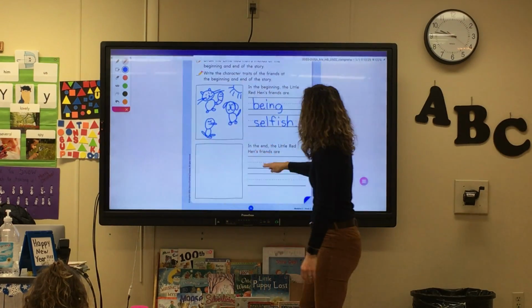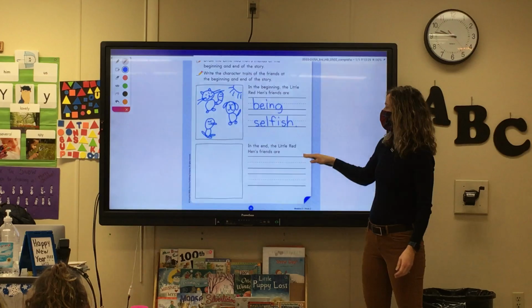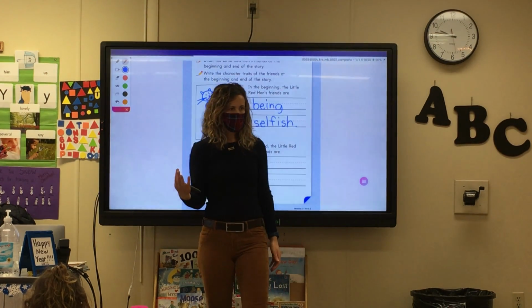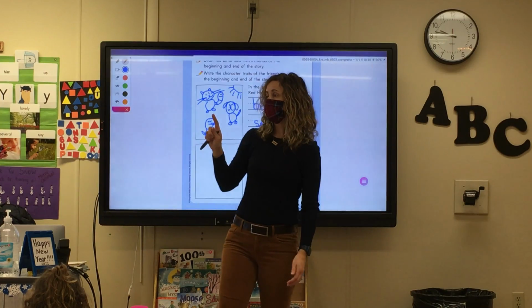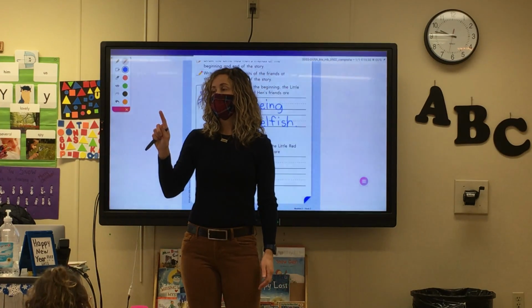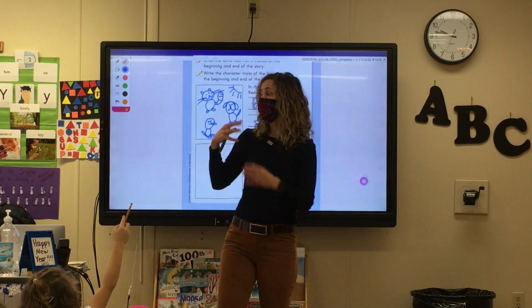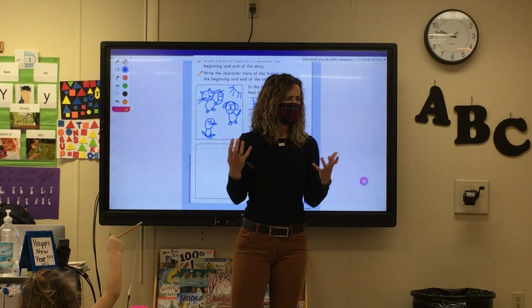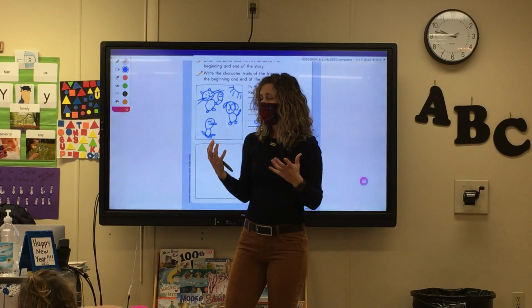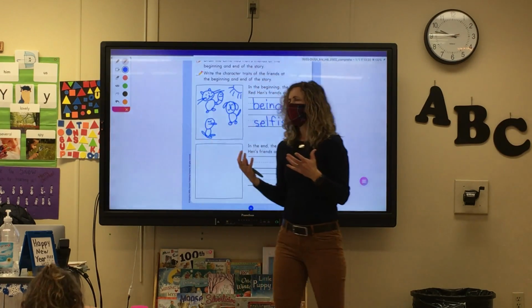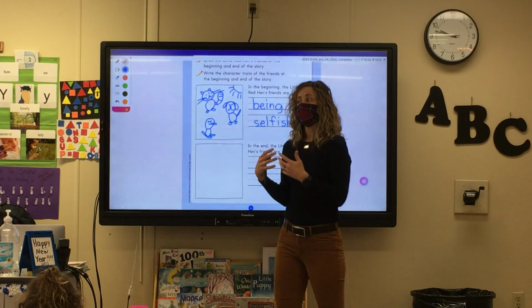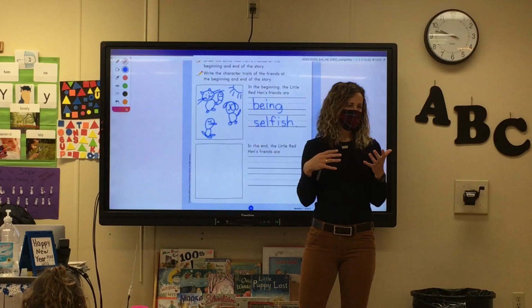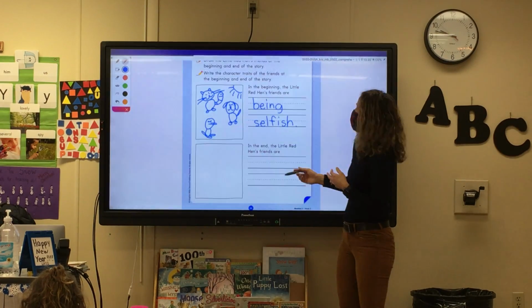All right, so now it says in the end, the little red hen's friends are what? Not nice. They are super nice, and I would also describe them as being what? Remember when she said, who's gonna help me, like who's gonna help me clean this all up? And did they all help? Yeah. So you could describe them as being also helpful, right? So let's say nice and helpful. Can we do that? Those would be two things. They're being very nice and they're being helpful.